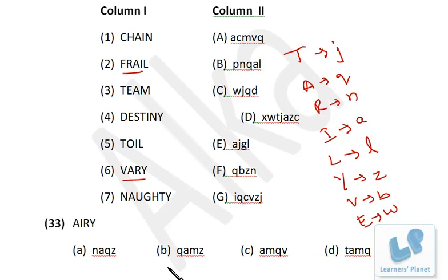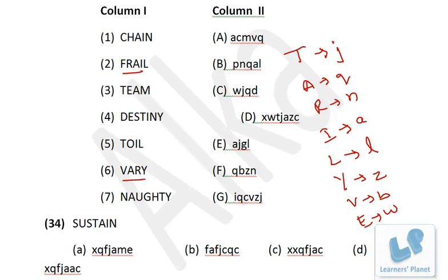Now here it's AIRY. We already have Q, N, A and Z. So this must be the correct choice, right? Very simple. So friends, you can see that we have spent the time on cracking the code. After that, this problem's solution is not taking that much time, right? Let's do the next one.